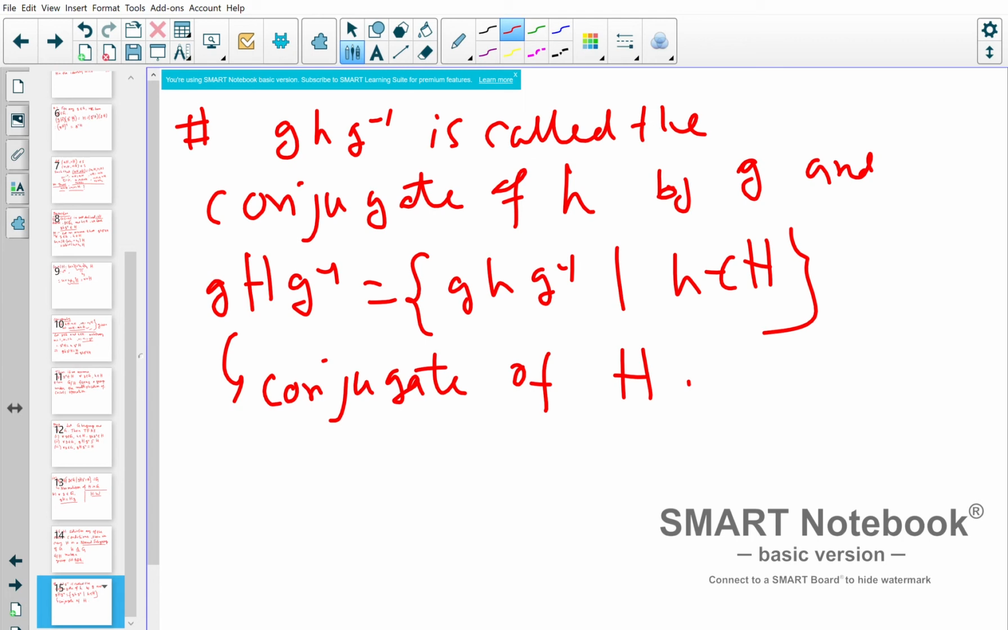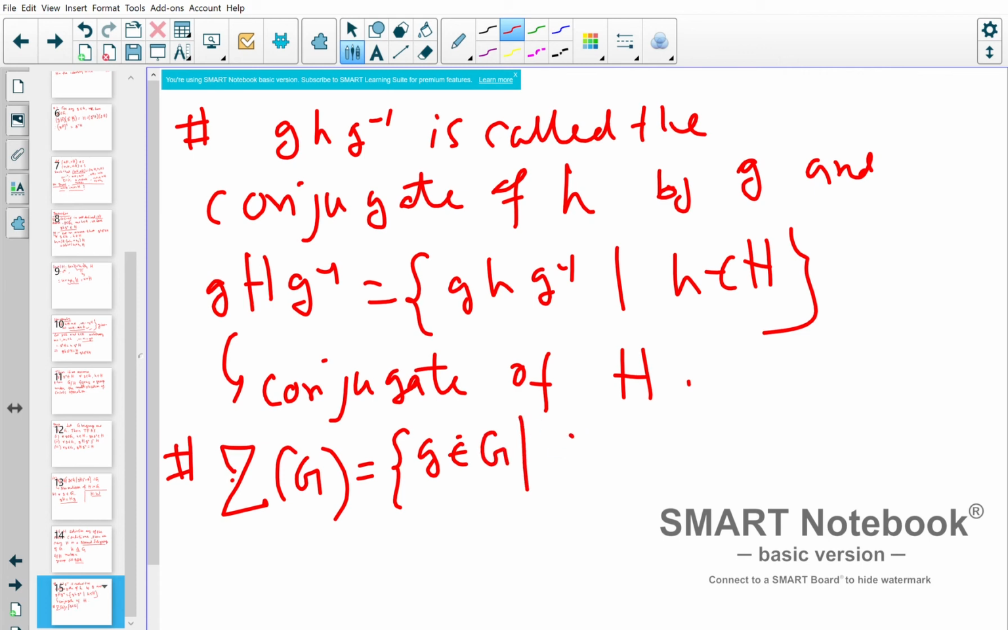So, I need to define one more definition here. Let me define something called the center. Given a group G, I define Z(G), and this is my definition: the collection of all g belonging to G such that g'g = gg' for all g' belonging to G. So this is the collection of all the elements which commute with every element of G, and this is called the center of the group G.